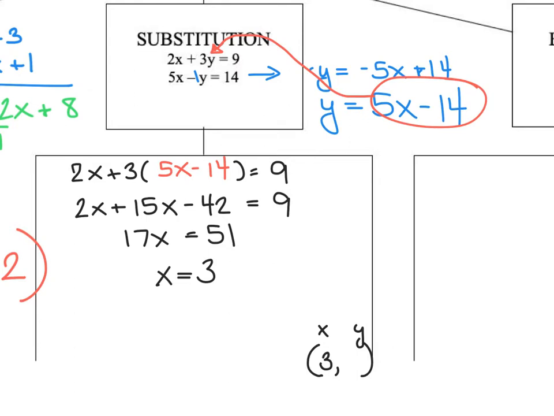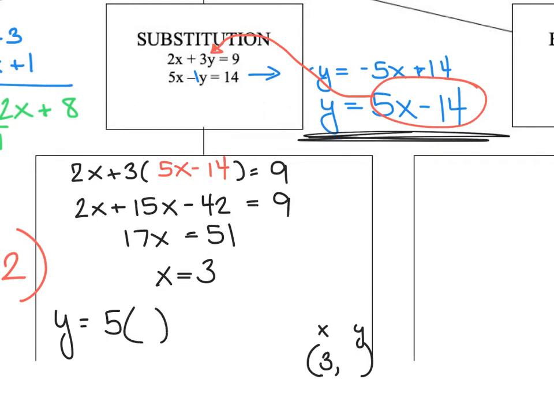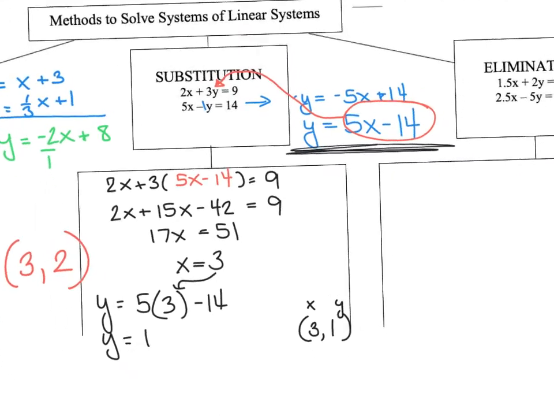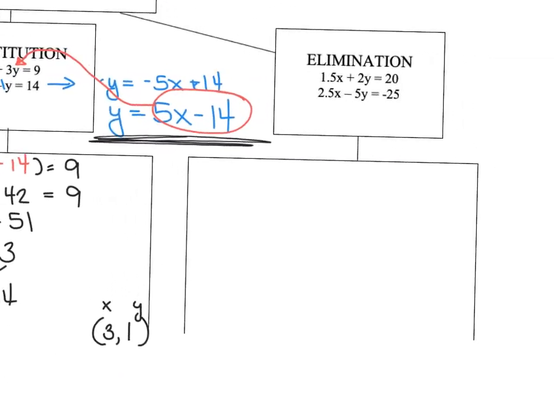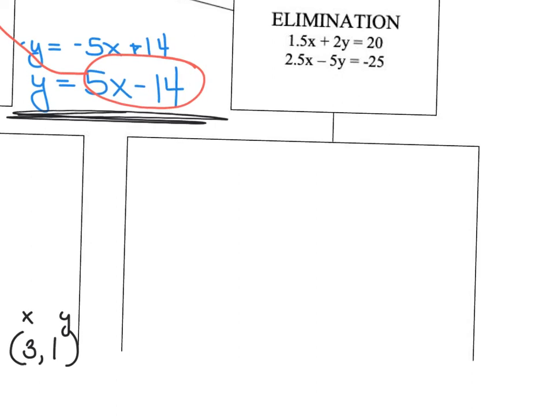So what I do now is go back to the equation that I originally solved for y, the 5x minus 14, and plug the 3 in. So I get that y is equal to 15 minus 14, which is 1. So I know that these two lines, if I'd done it by the graphing method, intersect at (3, 1). The third method for solving a system is elimination, which you learned in a previous course.